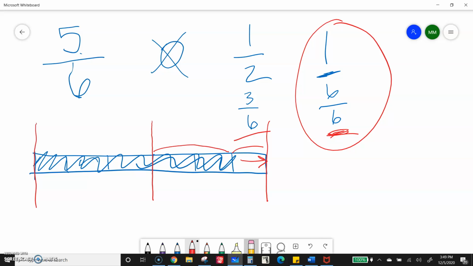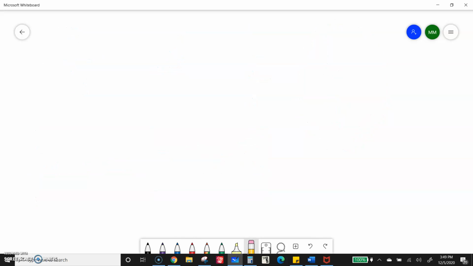Now I'll do some more examples because benchmarks are tricky. Don't forget, I will also help you if you get stuck. All right, say I have 1/8. Am I going to round that to 0, 1/2, or 1? What is it closest to?